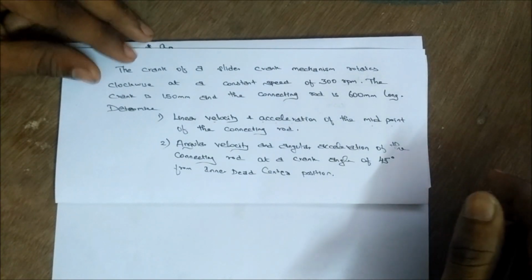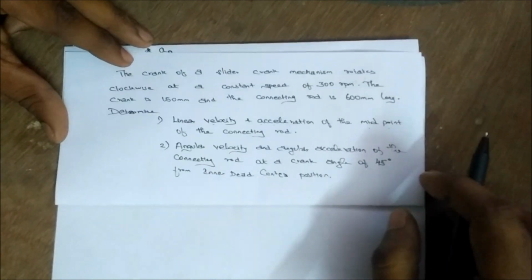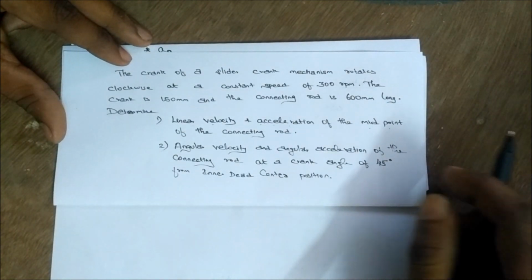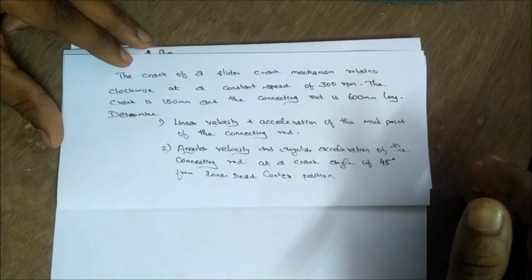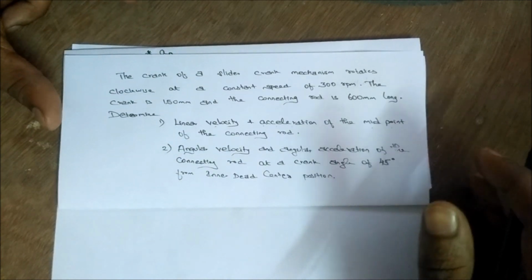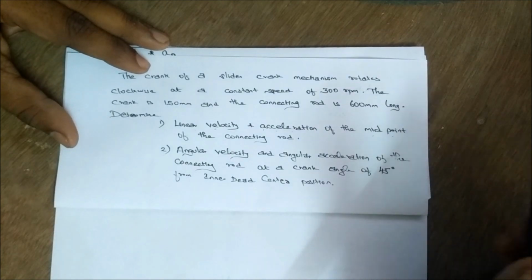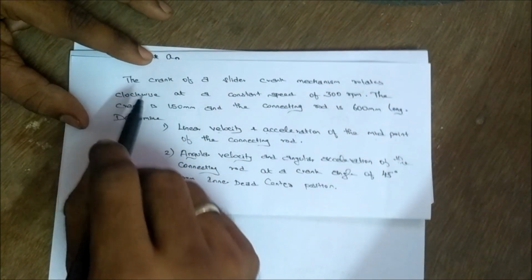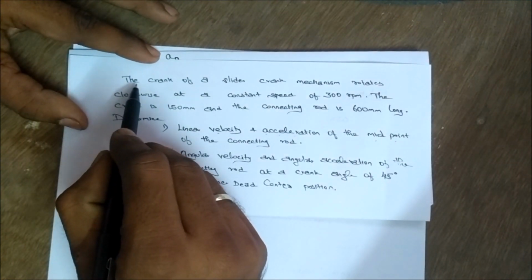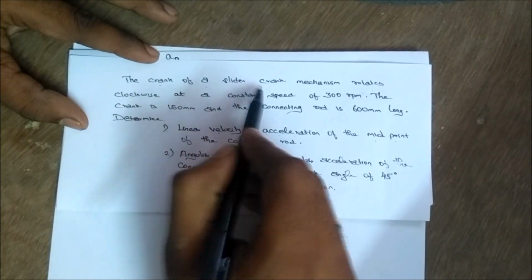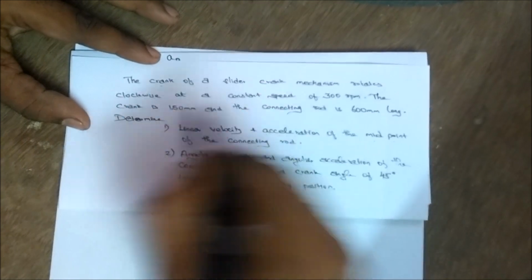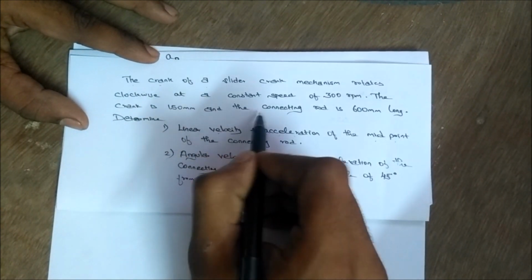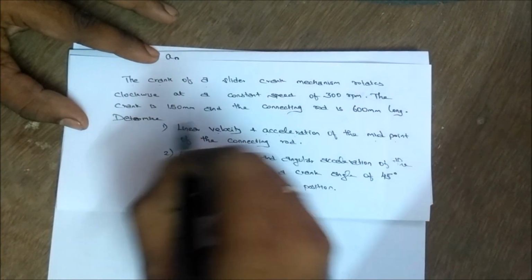In this video lecture, we are going to see a problem on a slider crank mechanism. We are going to find out the velocity and acceleration of all the links available in a slider crank mechanism. So let us go to the question. Here, see the question. The crank of a slider crank mechanism rotates clockwise at a constant speed of 300 rpm. The crank is 150 mm and the connecting rod is 600 mm long.